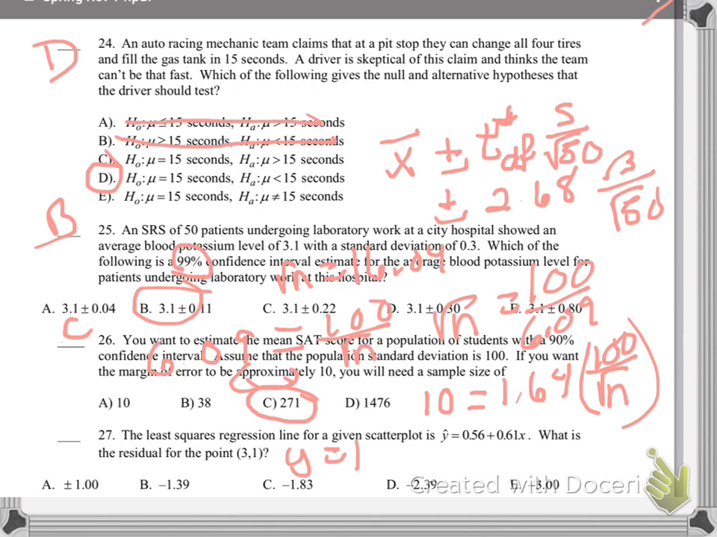So I'm going to plug 3 into this equation. So 0.56 plus 0.61 times 3. 0.61 times 3 plus 0.56, and I get 2.39. And so the residual is equal to y minus y hat. So it's going to be 1 minus 2.39, and I get negative 1.39, so the answer is B.